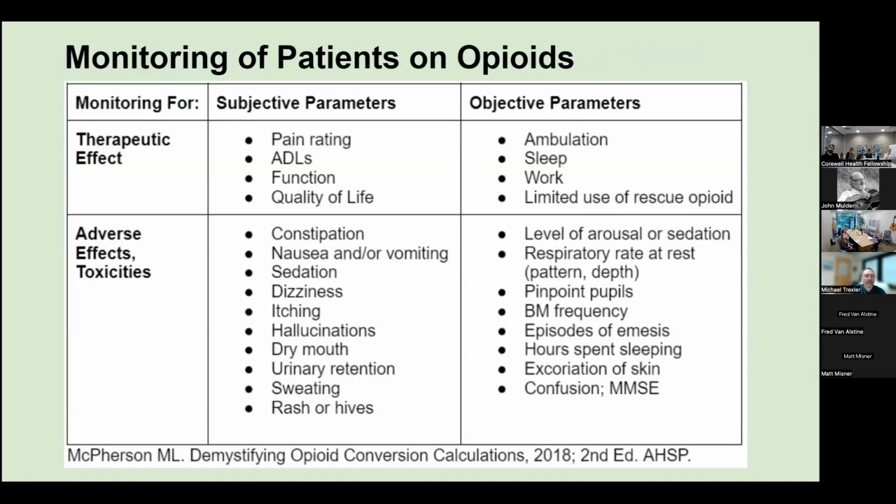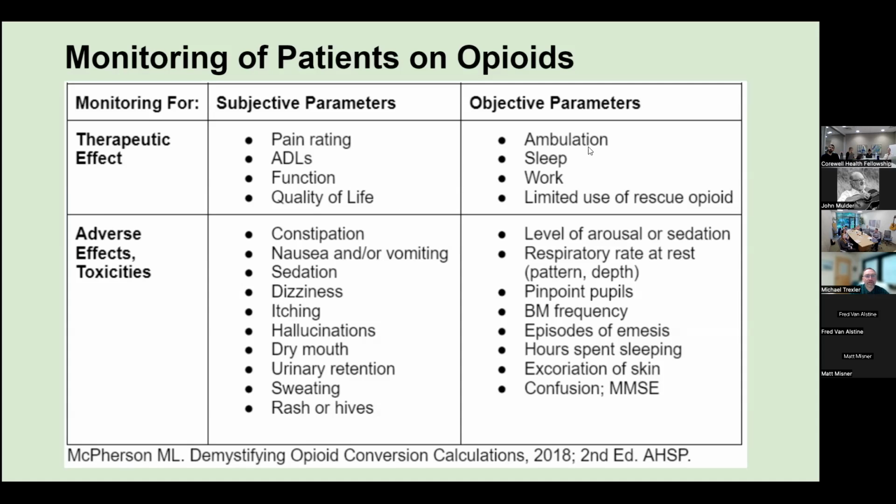All right, so now, once they're on opioids, how do we monitor them? What do we look for specifically to see if the opioids are working? So we look at, are the medicines working and are they experiencing any adverse effects or toxicity? So what are the benefits and what are the burdens? And we can continue the opioids as long as the benefits are outweighing the burdens. So specifically, we ask the patient, what's their pain rating? What can they do on a daily basis? What's their function like? How's their quality of life?